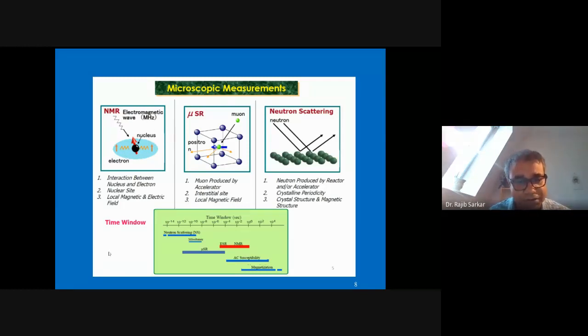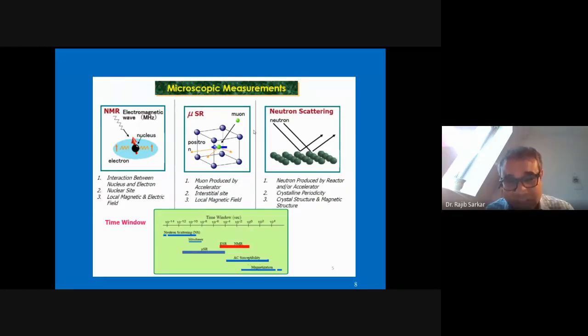So in nuclear magnetic resonance, your nucleus is there, so you know where your nucleus is located, and that nucleus is interacting with your surrounding electrons. But in muon spin rotation, the muon is produced by an accelerator, and you implant that muon at an interstitial site. The muon tries to find the minimum potential energy of the lattice and sits there. So the shortcoming of the muon is that you don't really know where your muon is actually sitting.